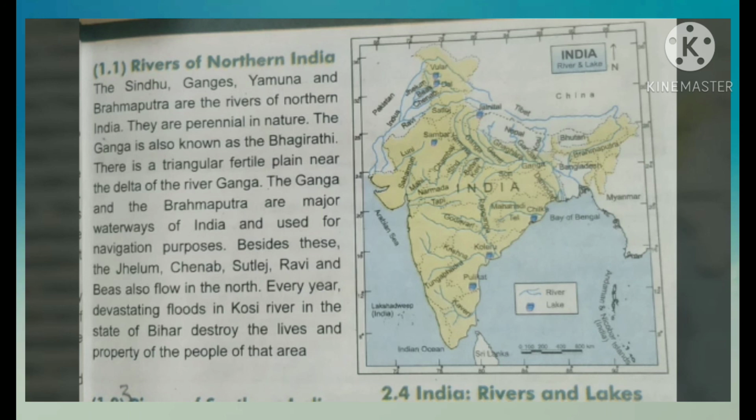Every year devastating floods in the Kosi River in the state of Bihar destroy the lives and property of the people of that area. Every year in Bihar, in the Kosi River, floods occur and that destroys the lives of the people. Now see here the map of India, rivers and lakes. The blue lines show the rivers and the symbol given in a small box indicates the lakes. You can see here Indus, Jhelum, Beas, Chenab, Ravi, Sabarmati, Luni, Narmada, Tapi, Tungabhadra, Kaveri. All the rivers you can see here in this map.